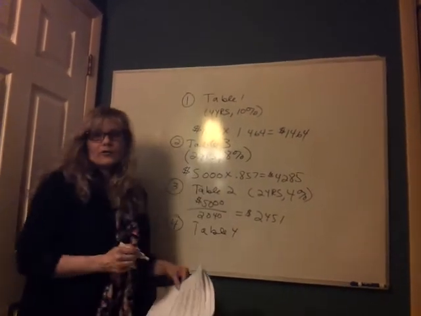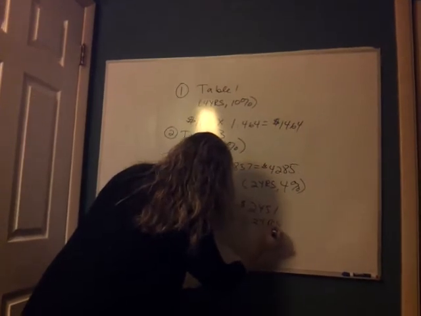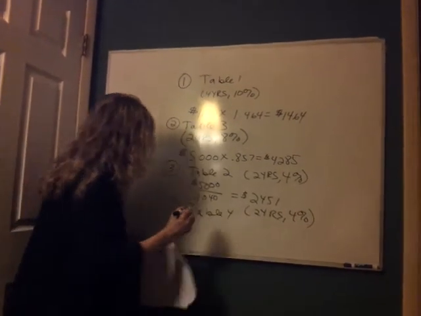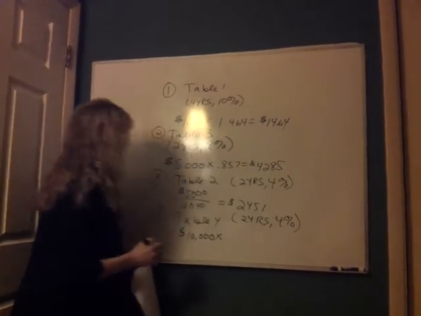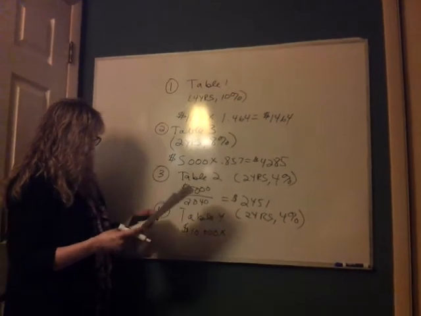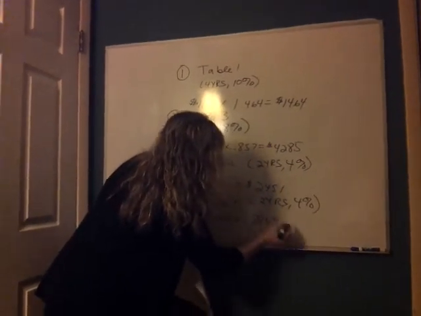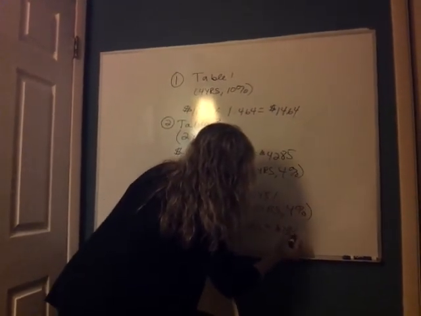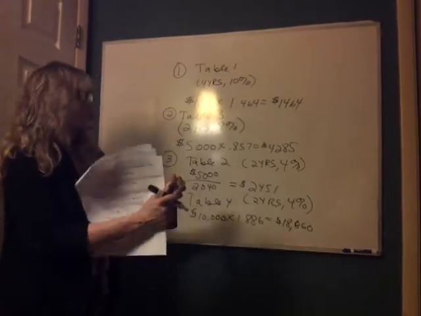It's the present value of an annuity. We have 2 years, 4%. So we're going to take our $10,000, multiply it by the discount rate we're going to get, if we look at 2 years, 4% in table 4, which was 1.886, and we get 18,860.